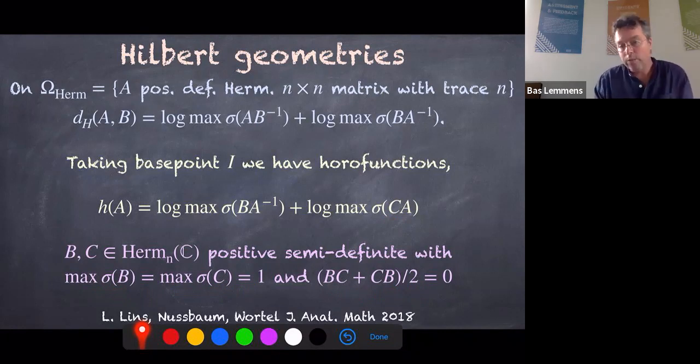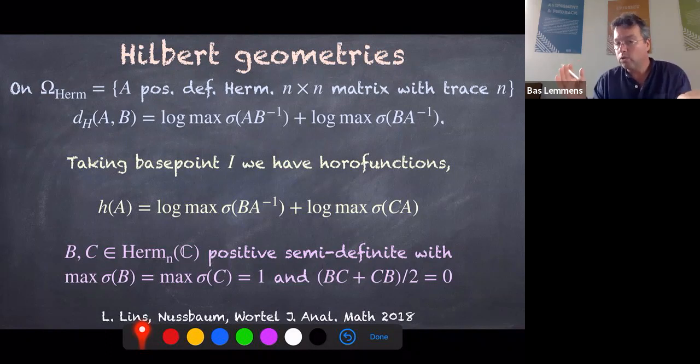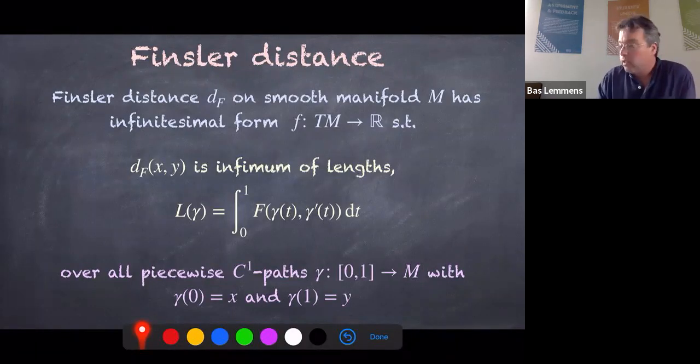So really what we should think about is that these B and C's are in the boundary of our cone, and they're in opposite faces of this cone, and they are normalized to have spectral radius 1. And this can be done in the general context of Euclidean Jordan algebras. So all these distances are examples of Finsler distances.